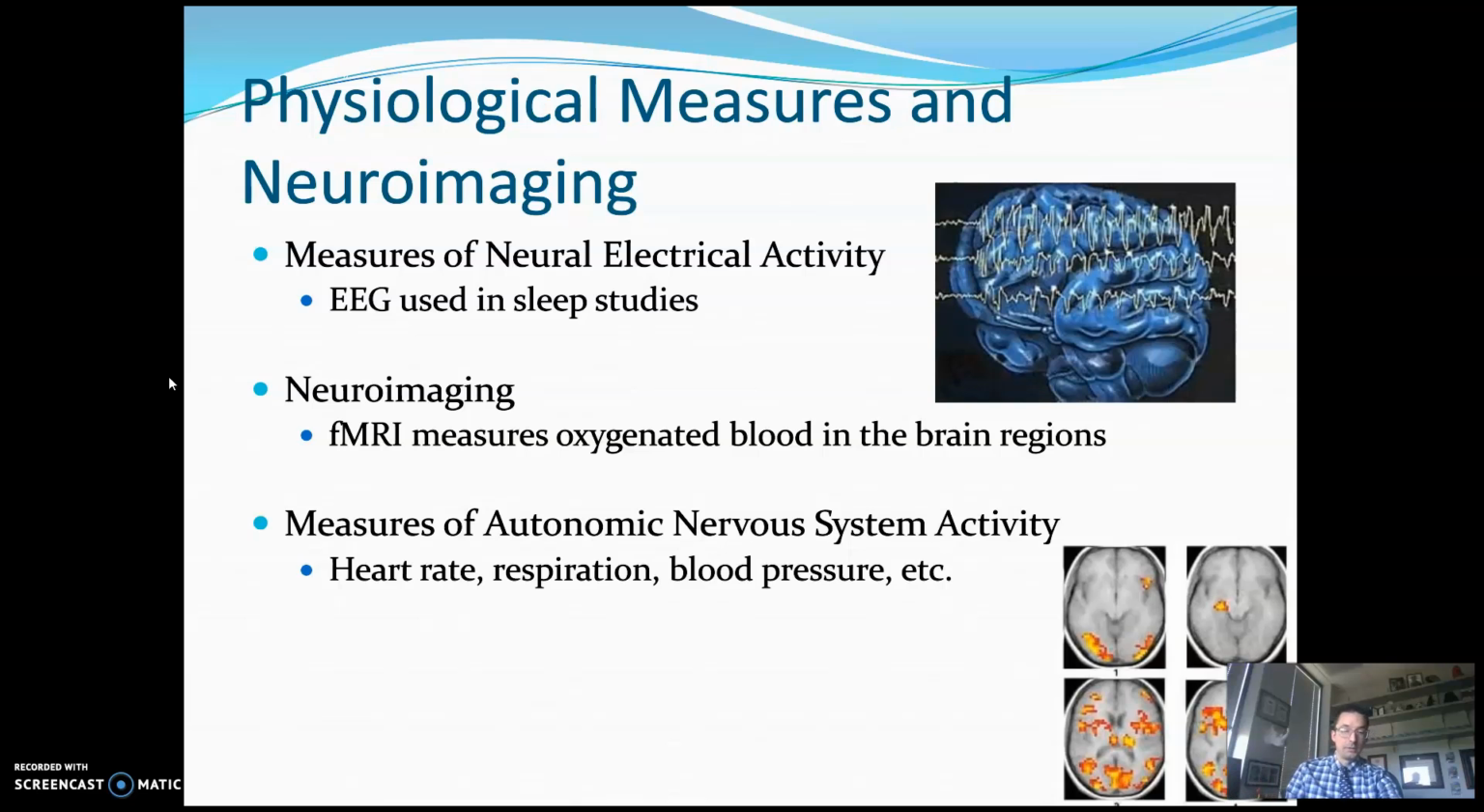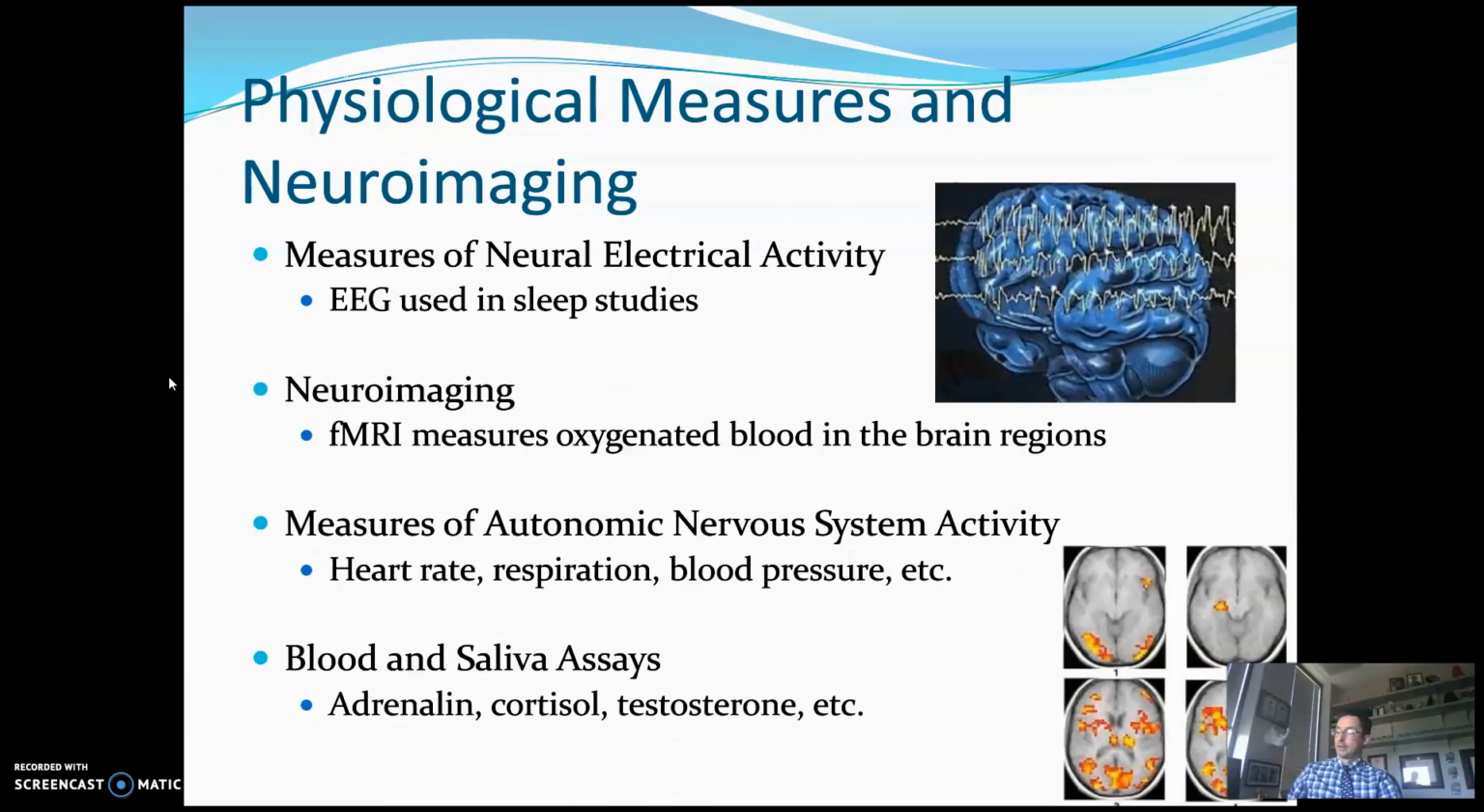We can assess those as well. And then likewise, we can look at something like blood and saliva assays: adrenaline, cortisol, oxytocin, testosterone, these different hormones and, in some cases, neurotransmitters. These will allow us to see what the person's body is doing and therefore relate it back to their behavior or their psychological health.